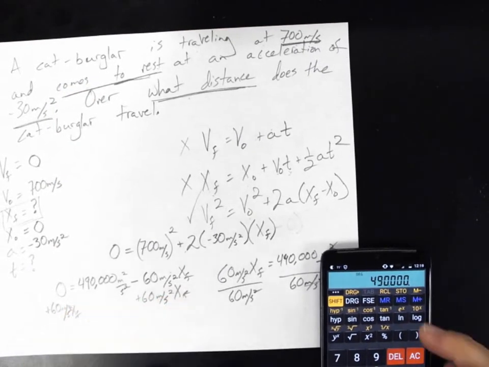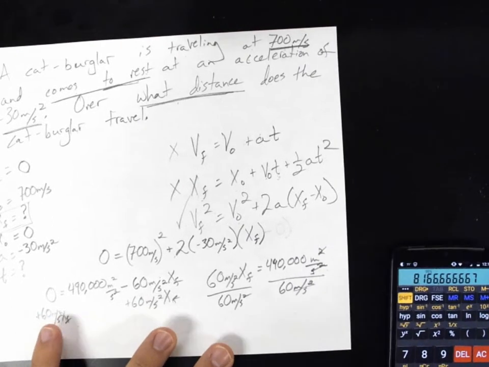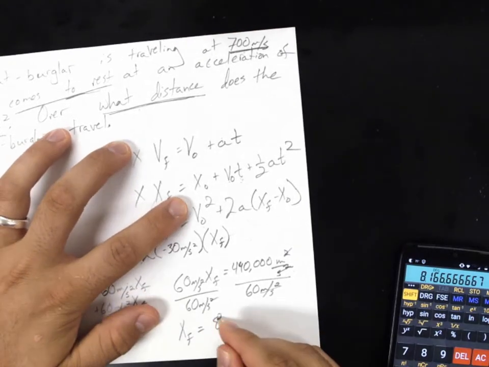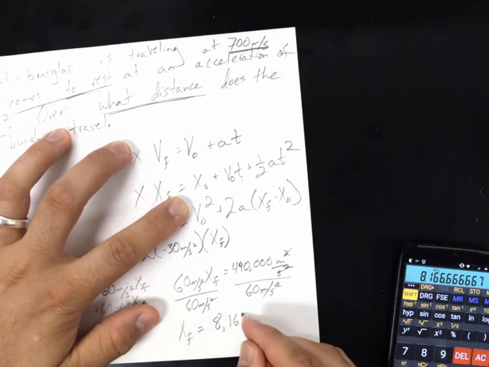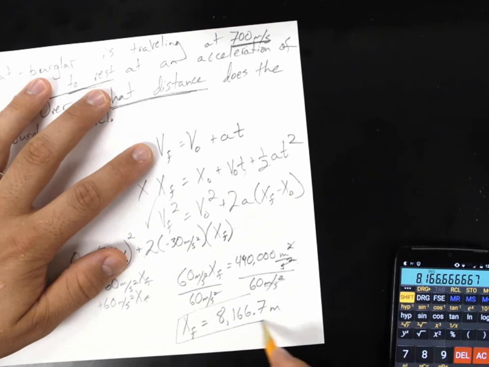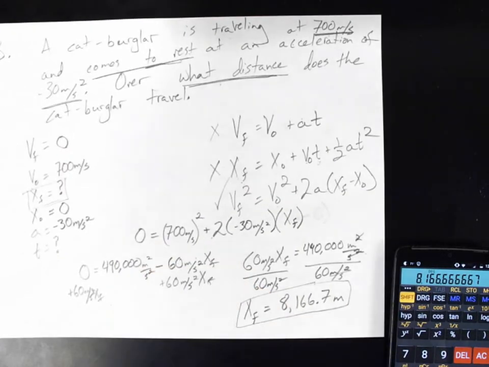And right there you're left with just meters, which is encouraging because you're looking for a position in the end. So now we're going to take 490,000 and divide that by 60. I'm not going to make it too much smaller. So xf equals 8,166.7 meters. Usually I round to the hundreds, but when you're having such a big number, it doesn't even matter. Okay, there we have it.